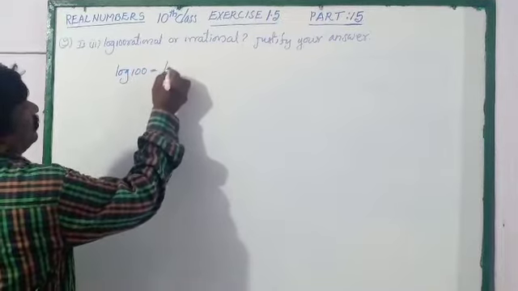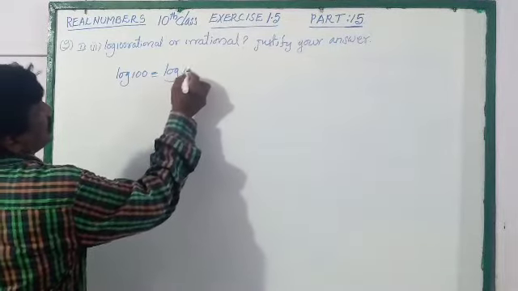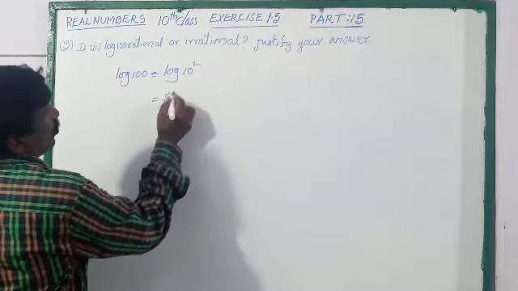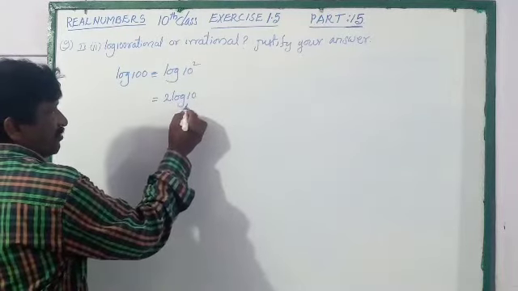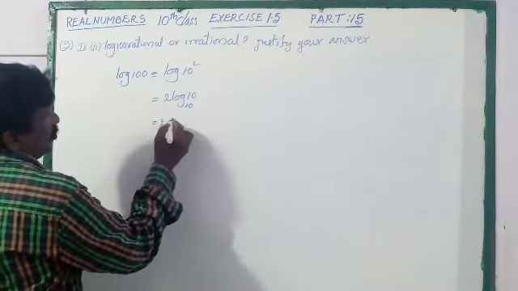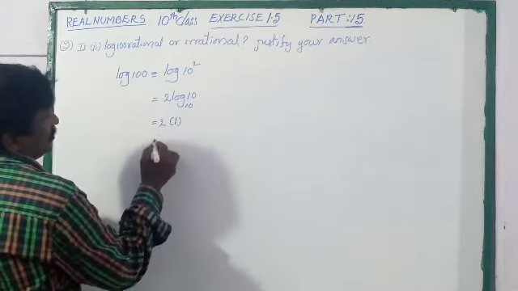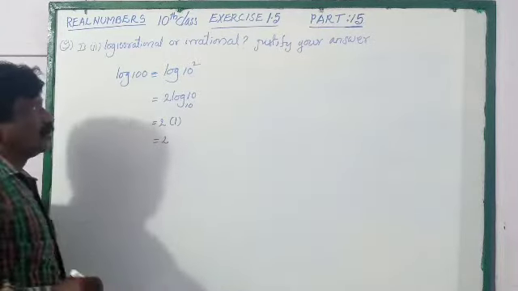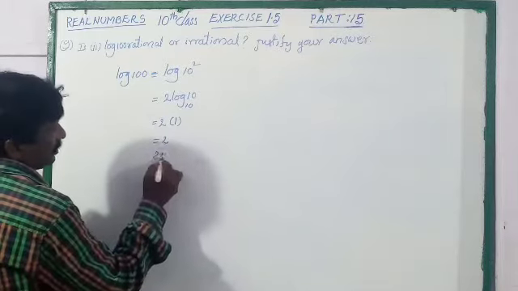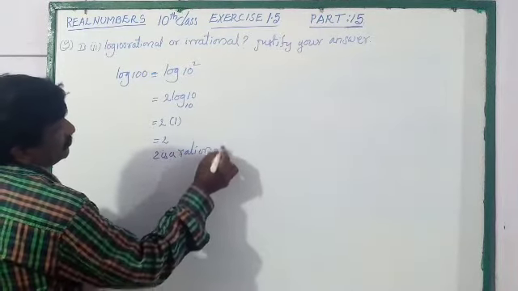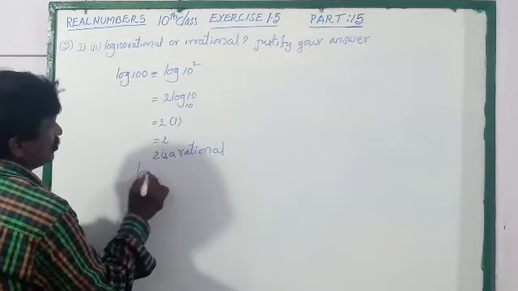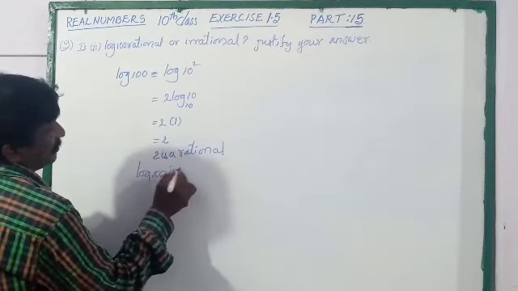Log 100 is equal to log 10 square. So 2 log 10. If there is no base, it is 10. So 2 log 10 base 10, value 1. So 2 into 1 is 2. So 2 is a rational number. So log 100 is rational.